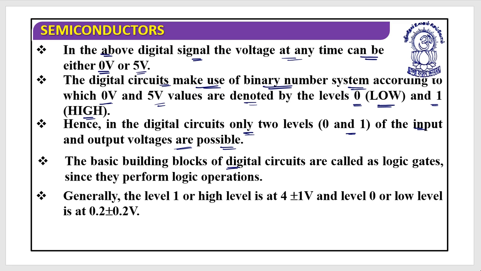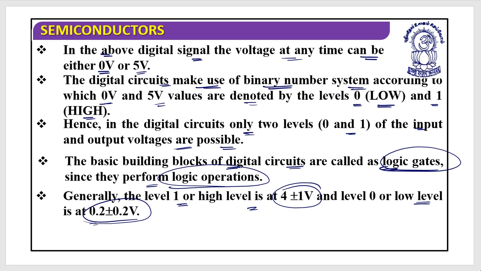The basic building blocks of digital circuits are known as logic gates, since they perform logical operations. Generally, level 1 or high level is at approximately 4 plus or minus 1 volt, and level 0 or low level is at approximately 0.2 to approximately 2 volt.